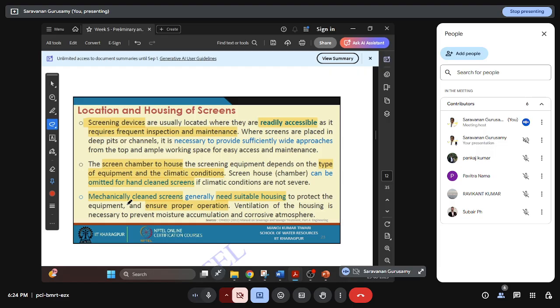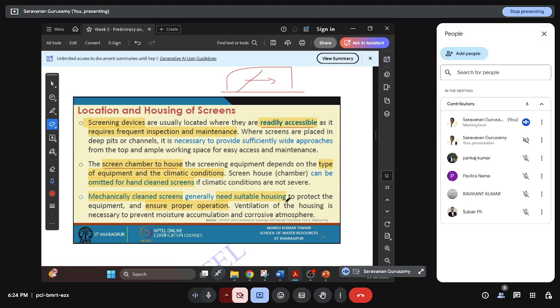So where can we use this screen? A screen will always be placed at the start of the treatment system, because it should be readily accessible. We have to remove the solids often. Frequent inspection and maintenance is required. And the screening chamber should have a house, because we have a screen, so it should be enclosed. Okay, so that there will not be any other contamination.